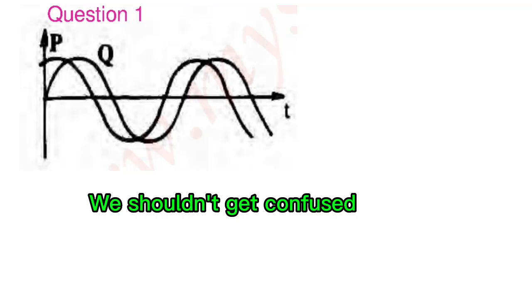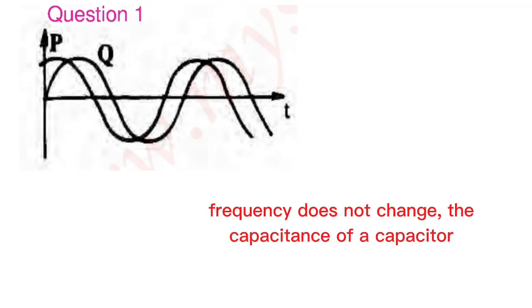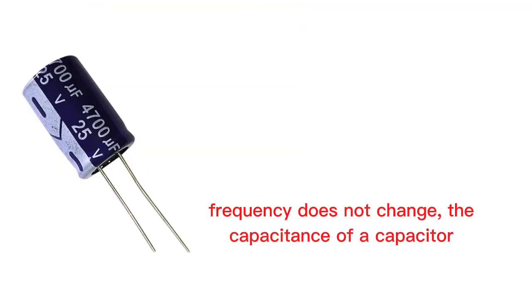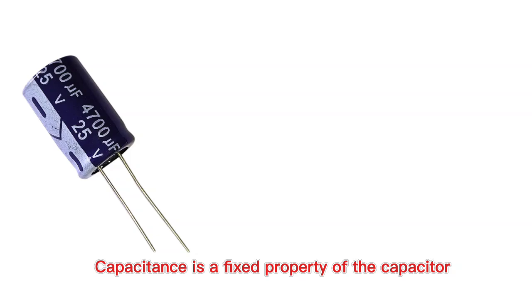We shouldn't get confused. Frequency does not change the capacitance of a capacitor. Capacitance is a fixed property of the capacitor and is constant no matter the frequency.